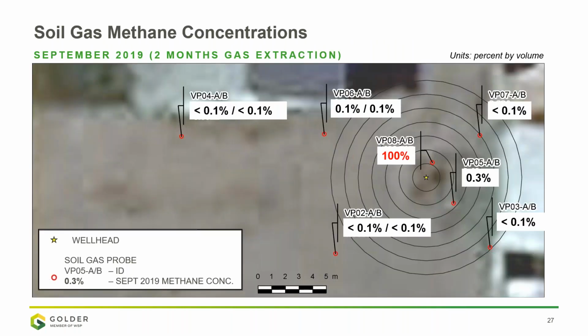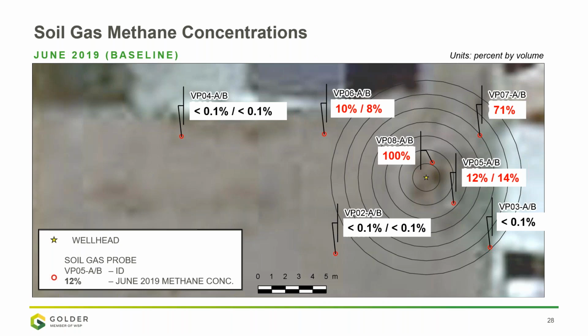This slide shows the methane concentrations in soil gas in September 2019, about 2 months after gas extraction began. You can see that the concentrations are much reduced compared to what they were previously. We still have high concentrations at 100% methane, so elevated for sure, tight and close to the wellhead, but the concentrations at the outer probes are much lower. We can see a comparison to the previous results, our baseline results from earlier in the year, on the next slide.